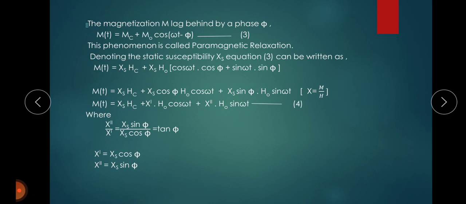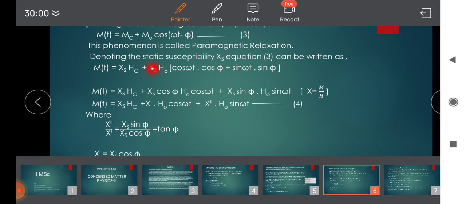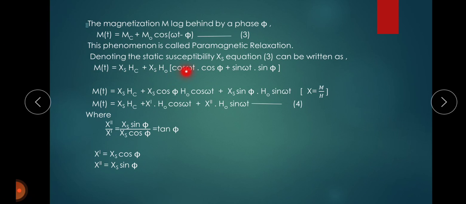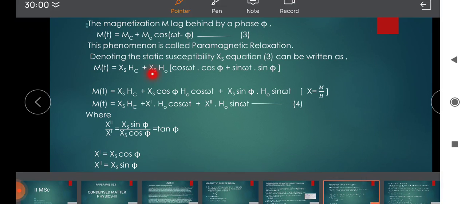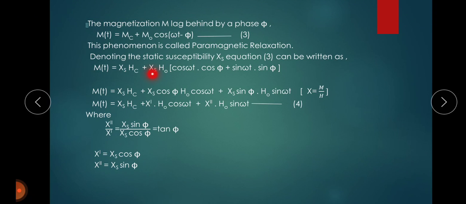Here χs into cos φ, h0 into cos ωt. Then this term is multiplied with the other part, sin ωt into sin φ, that is χs into sin φ, and the remaining is h0 into sin ωt, where χ is the ratio of the magnetization to the applied magnetic field intensity.